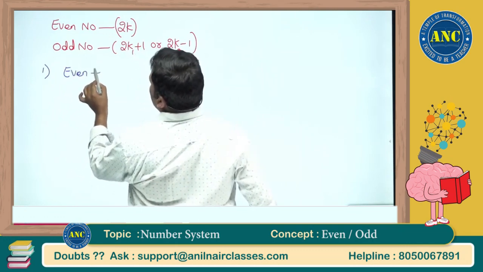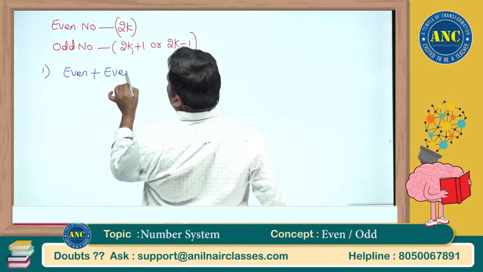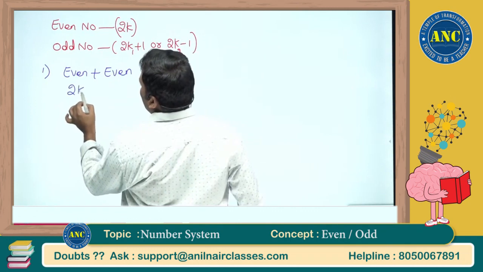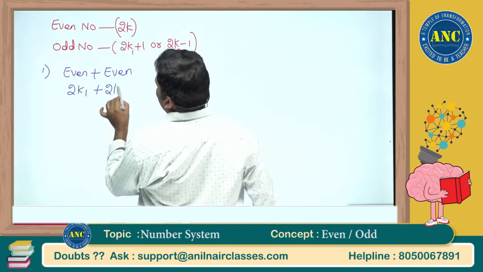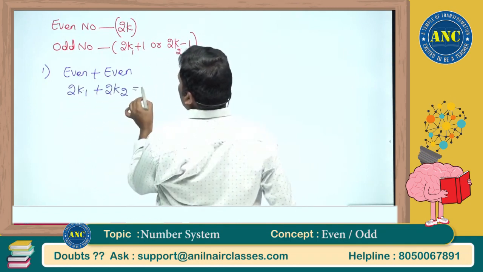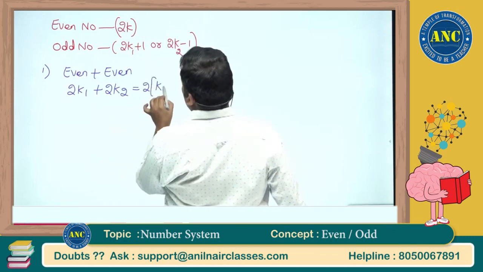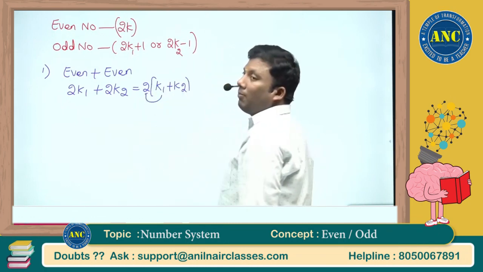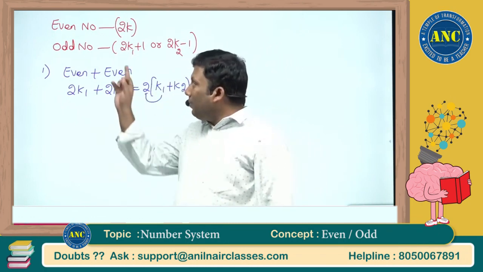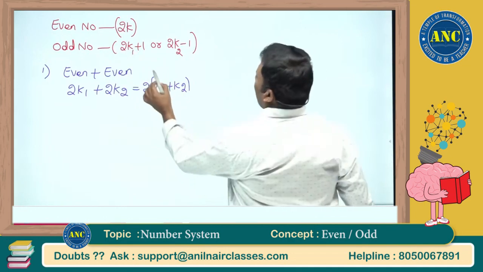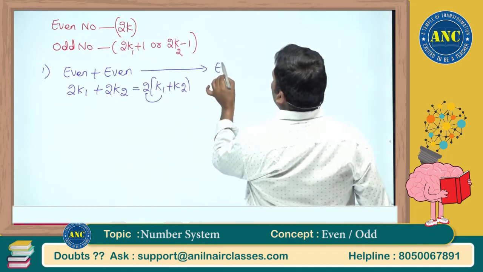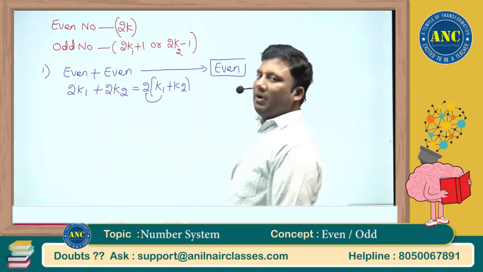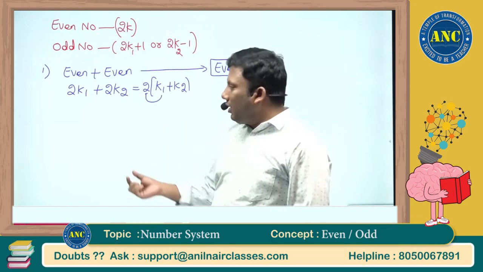Even number plus even number. An even number is of the form 2k1. Another even number is perfectly divisible by 2, so 2k2. 2 common, 2 into k1 plus k2. That means this is getting multiplied by 2. Any even number is of the form 2 into something. That means even plus even is even. If you add two even numbers, the answer will always be an even number.